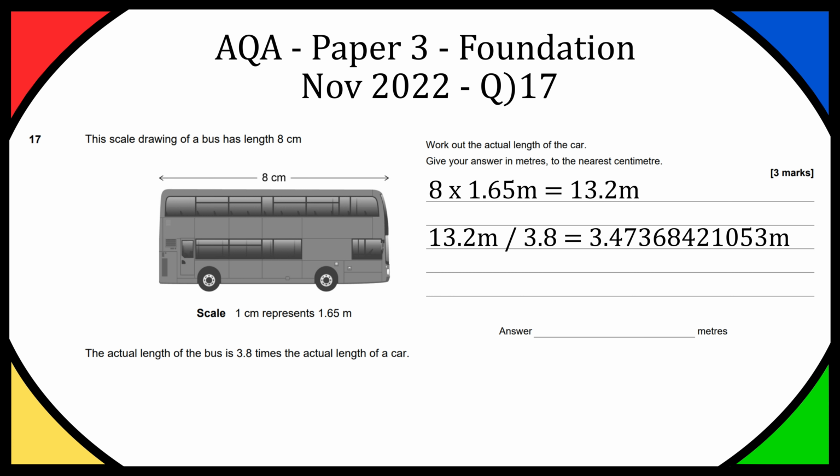So 100 centimeters makes up 1 meter. So we want to look at the second figure after the decimal place. In this case it's 7, which brings us to 3.47. Now after the 7 there is a 3, so we will be rounding down so it will stay as 3.47. So our final answer given in meters to the nearest centimeter is going to be 3.47 meters.